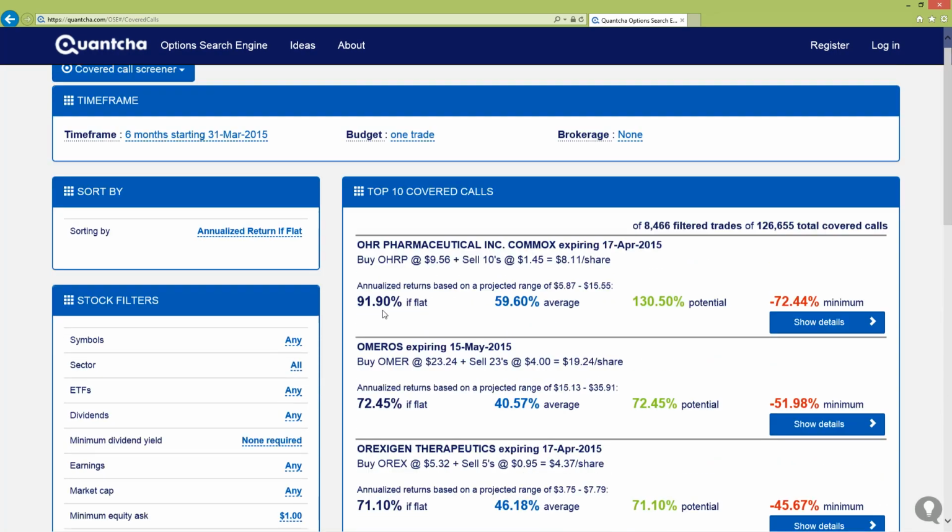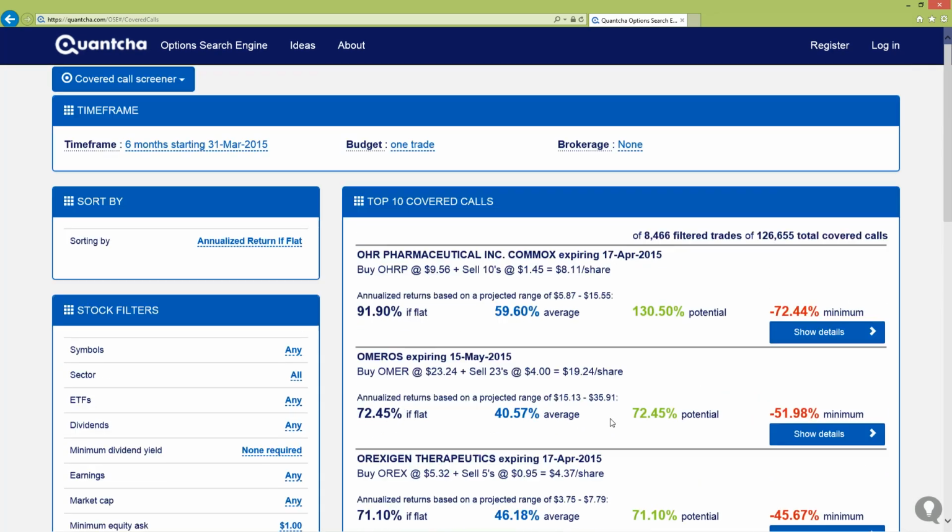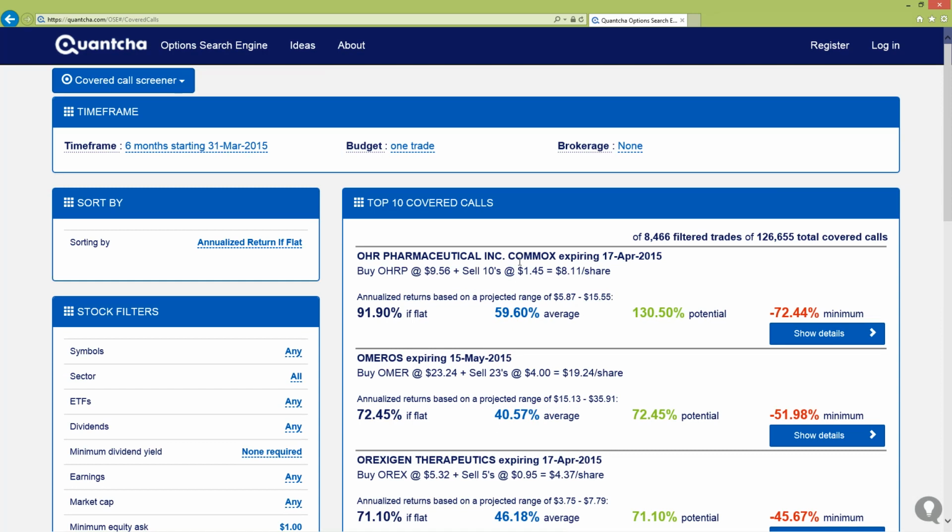On the right side, you can see we've got a whole set of the top 10 covered calls from, at this point, over 8,400 filtered trades from nearly 127,000 total covered calls. Our system scans the market for the total number of covered calls, filters them down based on the properties that are provided here, and then displays the top 10 covered calls. All you need to do is change the filters to get a different view on the specific covered calls that are available, and you'll be able to find the trades you're looking for.